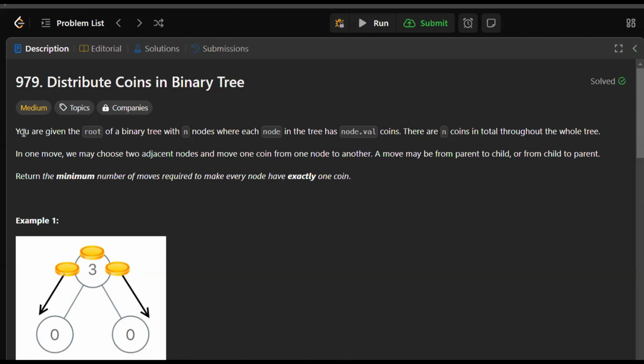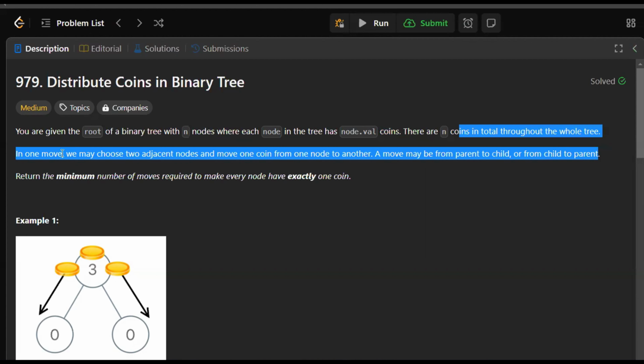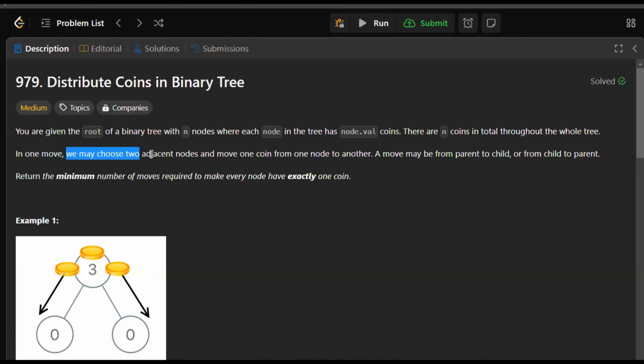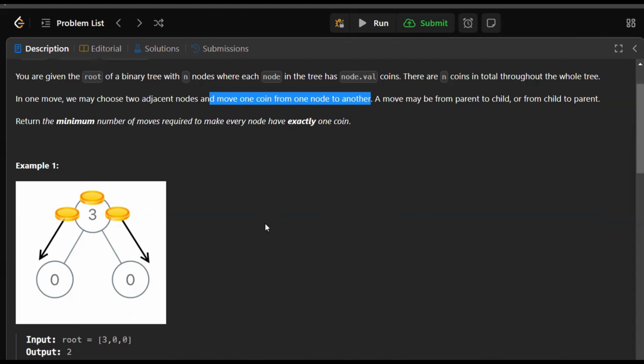In this problem, we are given the root of a binary tree with N nodes, where each node of the tree has some number of coins. Now there are N coins in total throughout the whole tree. In one move, we can choose two adjacent nodes and move one coin from one node to another. The move may be from parent to child or child to parent. We have to return the minimum number of moves required to make every node have exactly one coin.